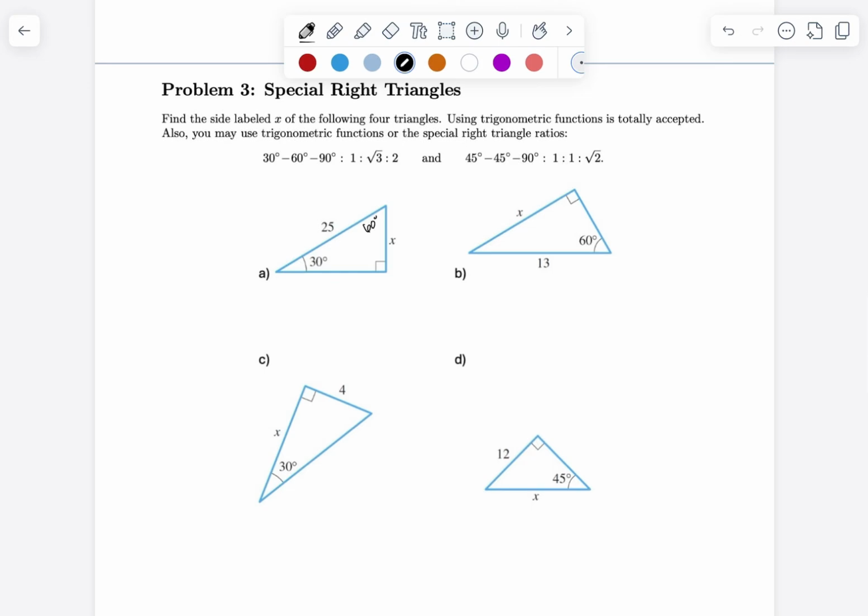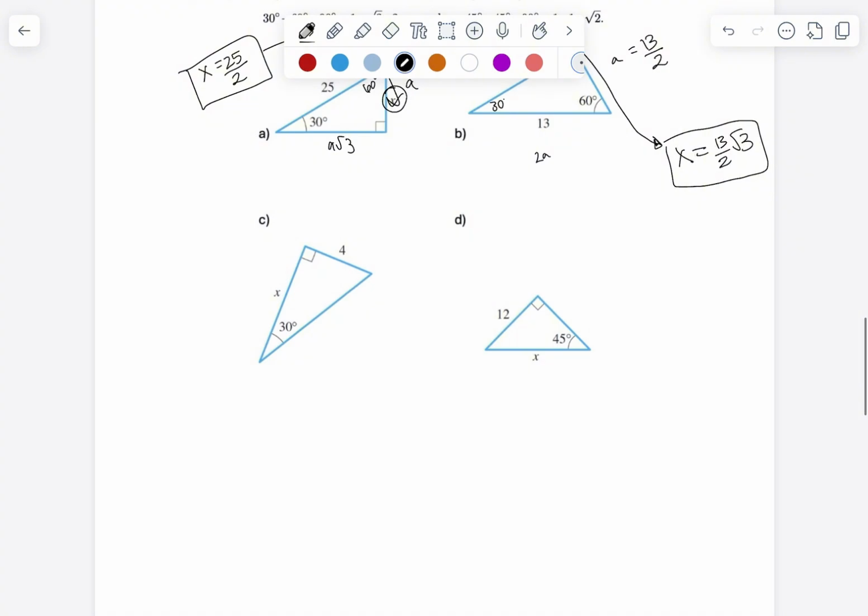So this is a 30, 60, 90 triangle. So across from 30 is a, across from 90 is 2a, and across from 60 is a root 3. So that means a equals 25 over 2, which means x equals 25 over 2. This is another 30, 60, 90, so it's the same a, 2a, a root 3. So our a equals 13 over 2, so then 13 over 2 times root 3 is going to be our x value. This is another 30, 60, 90. So our a equals 4. So x is 4 root 3.